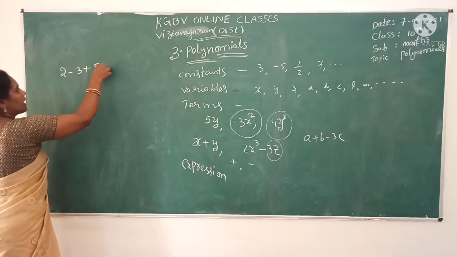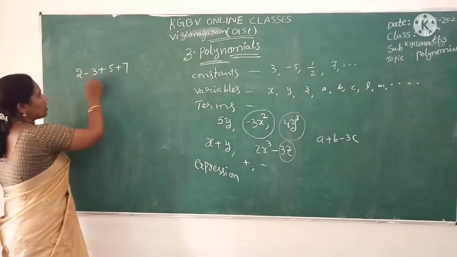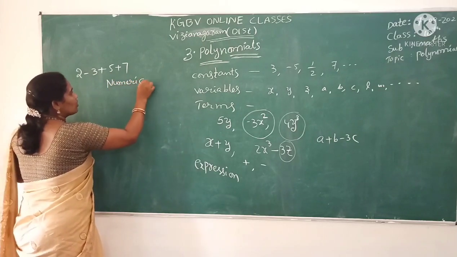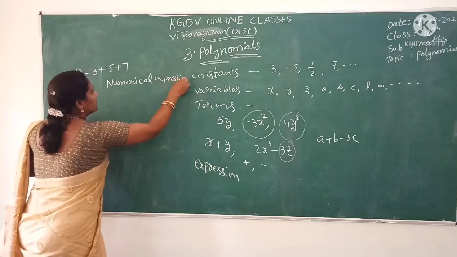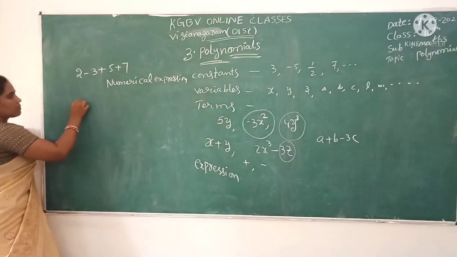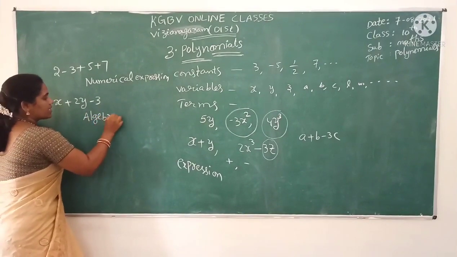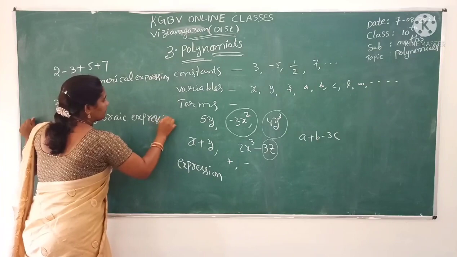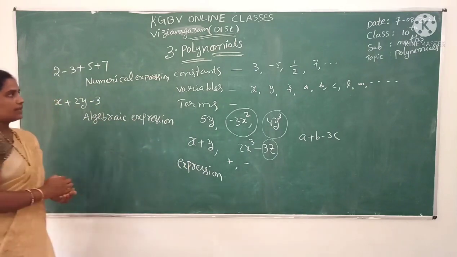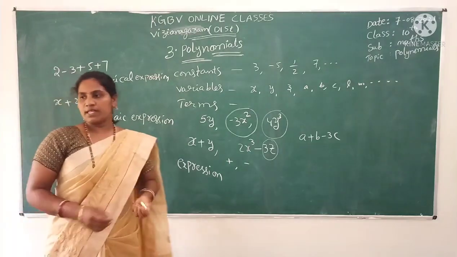2 minus 3 plus 5 plus 7. This has only constants, numbers only. These constants are separated by plus or minus. So, this is known as a numerical expression. This expression has only numbers. Some expressions have, for example, x plus 2y minus 3. This is an algebraic expression. So, expressions are of two types: numerical expression and algebraic expression. So, constants, variables, terms, numerical expression, algebraic expression.